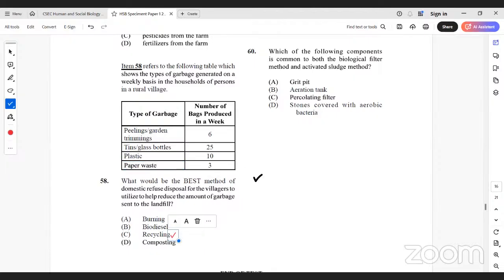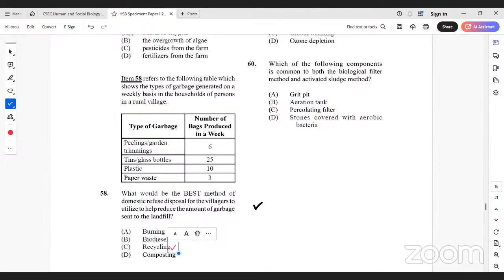And paper could also be recycled. Plastic as well. Oh gosh. Basically solving their problems. You could just recycle everything here.